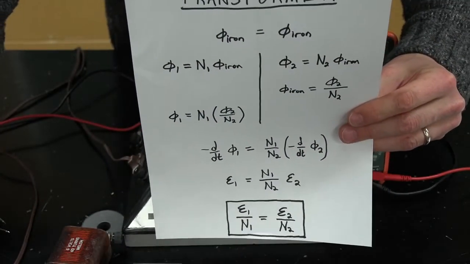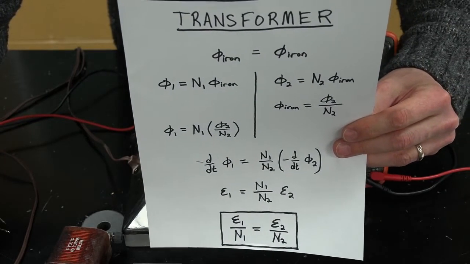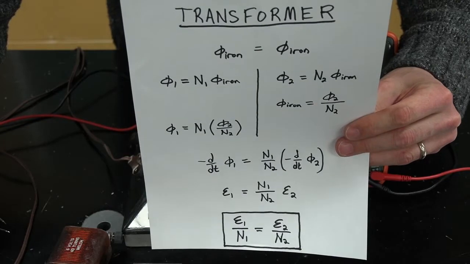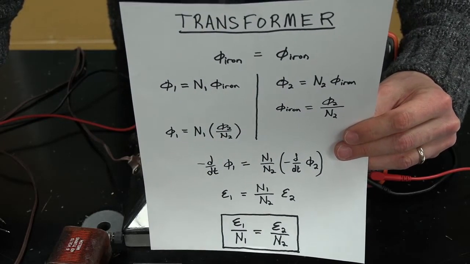So if you want to copy these down, you can. It's not necessary. It's not part of the curriculum. Alternating current is not part of the curriculum. But if you're interested in these things, go ahead and jot it down for future reference.